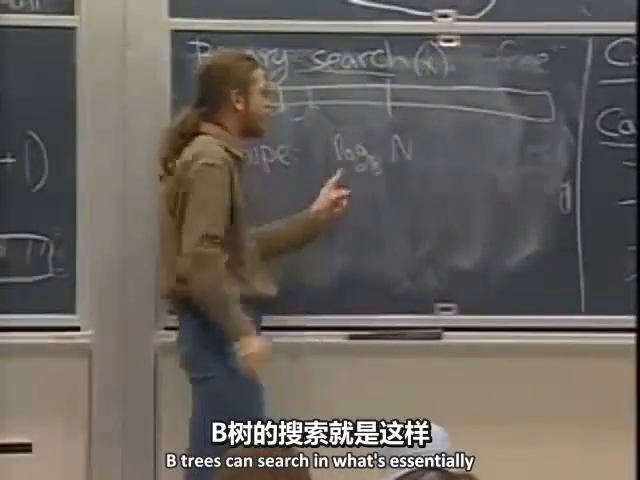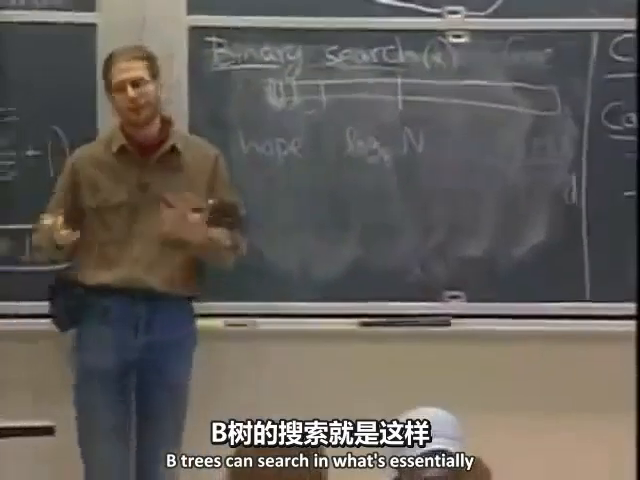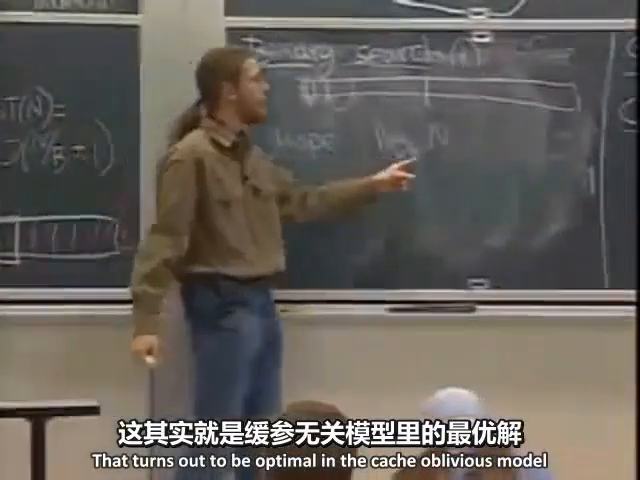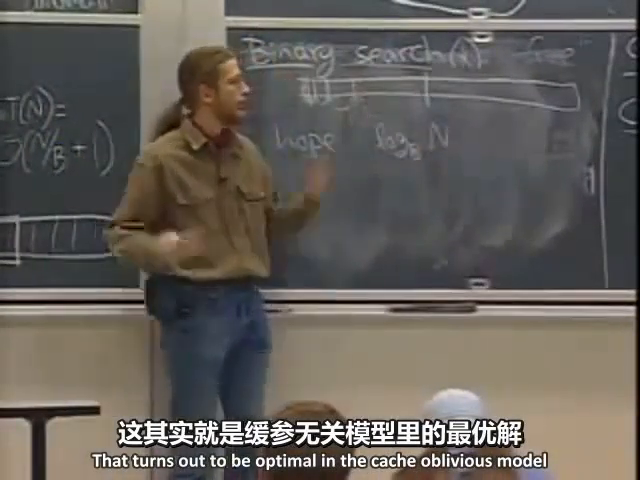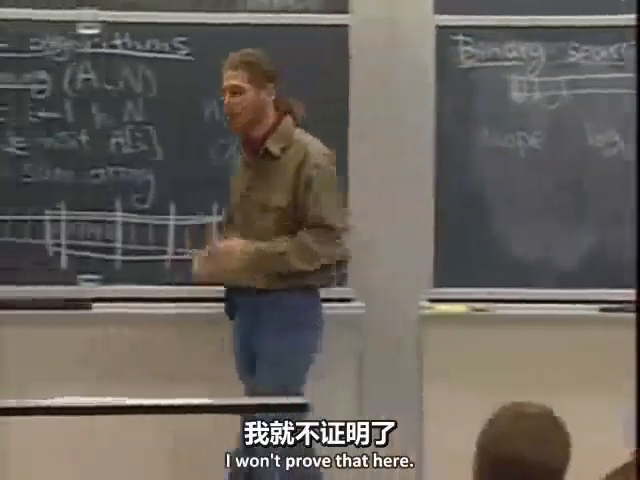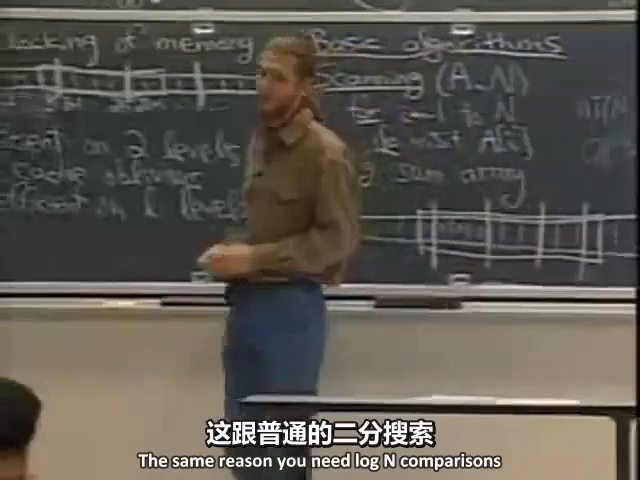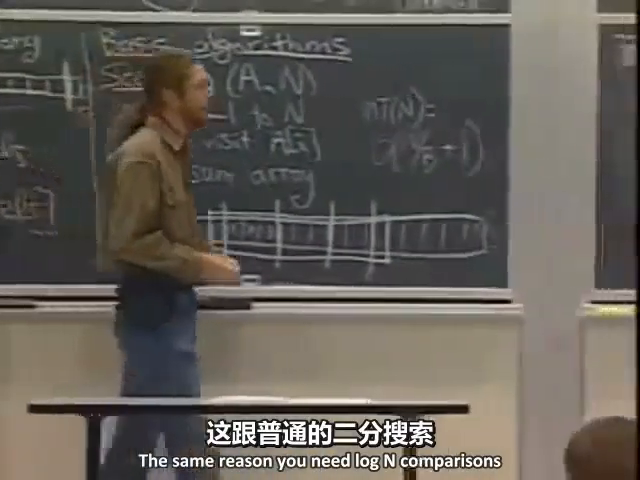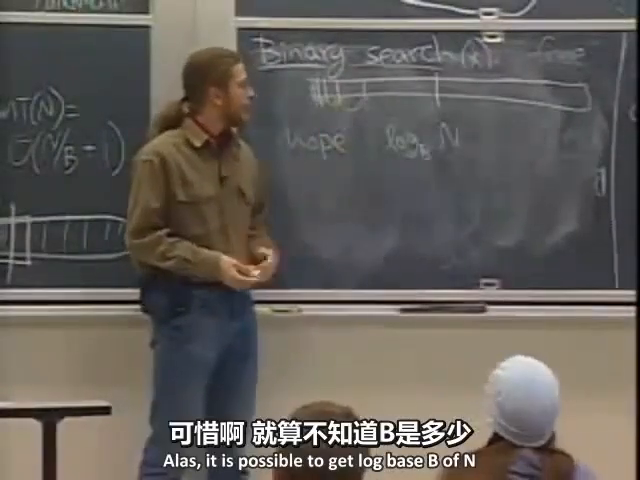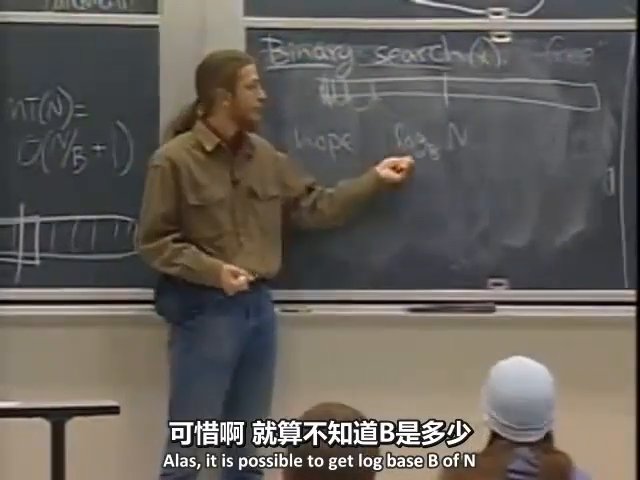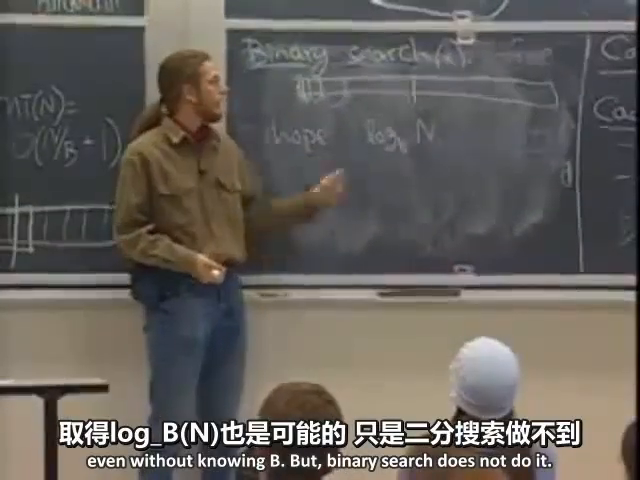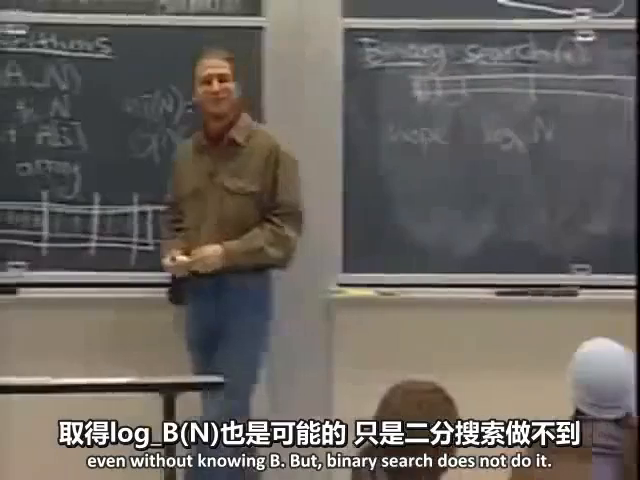Because we know that B trees can search in what's essentially a sorted list of n items in log base B of n time. That turns out to be optimal in the cache oblivious model, or in the two-level model. You've got to pay log base B of n. I won't prove that here. It's the same reason you need log n comparisons to do a binary search in the normal model. Alas, it is possible to get log base B of n even without knowing B, but binary search does not do it.